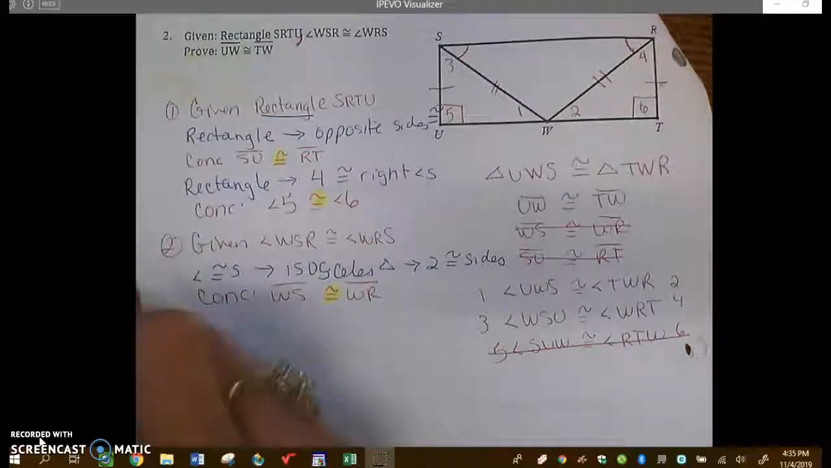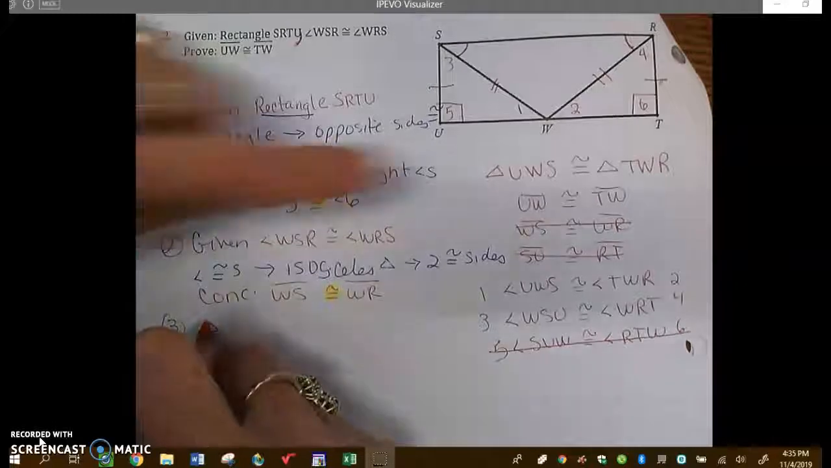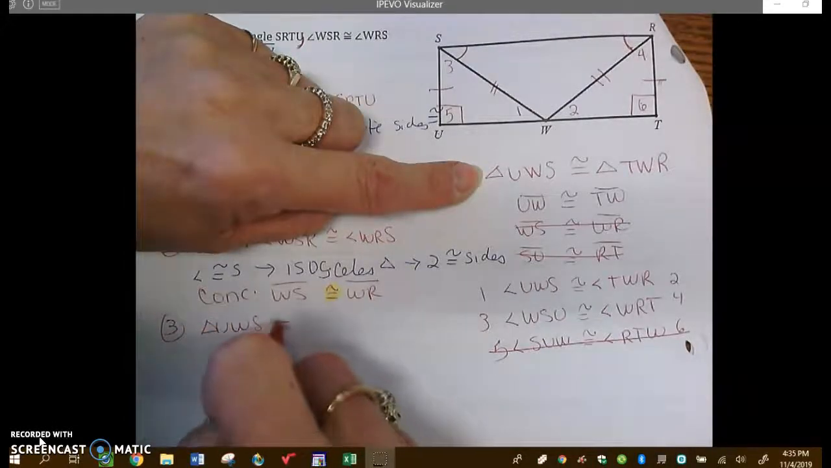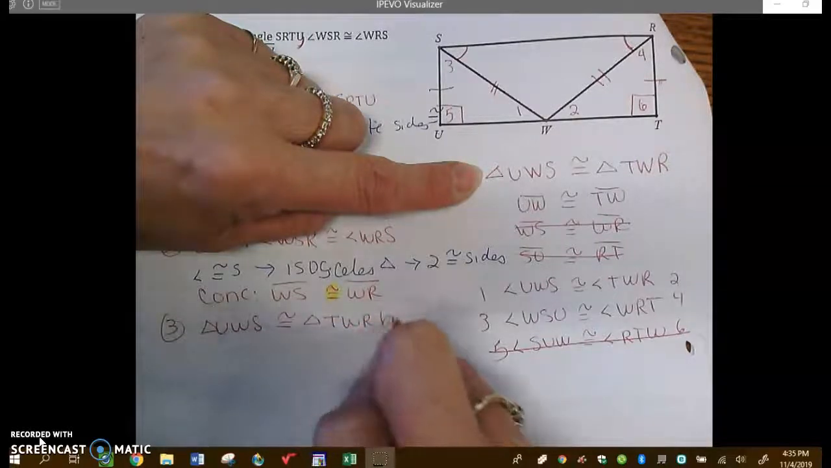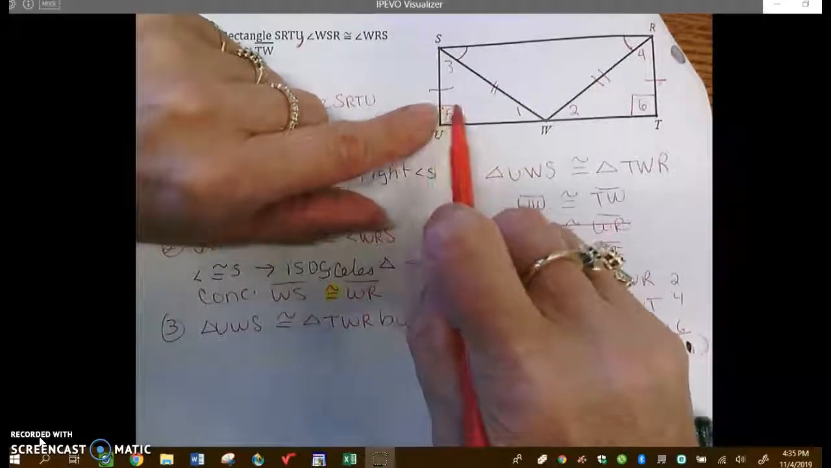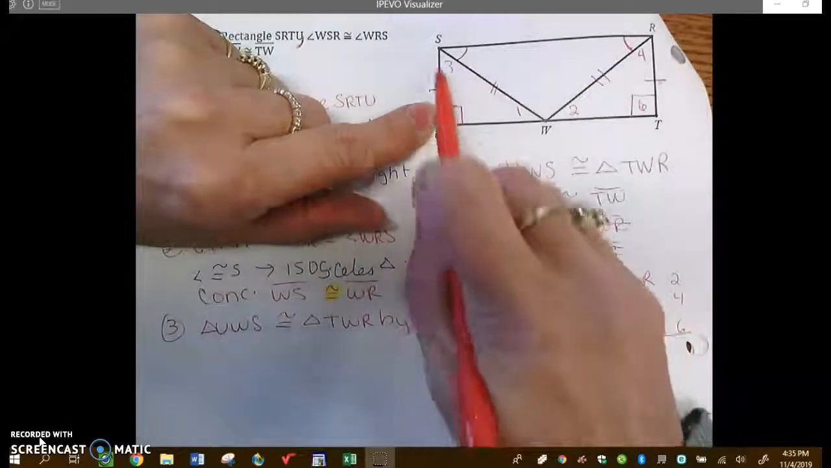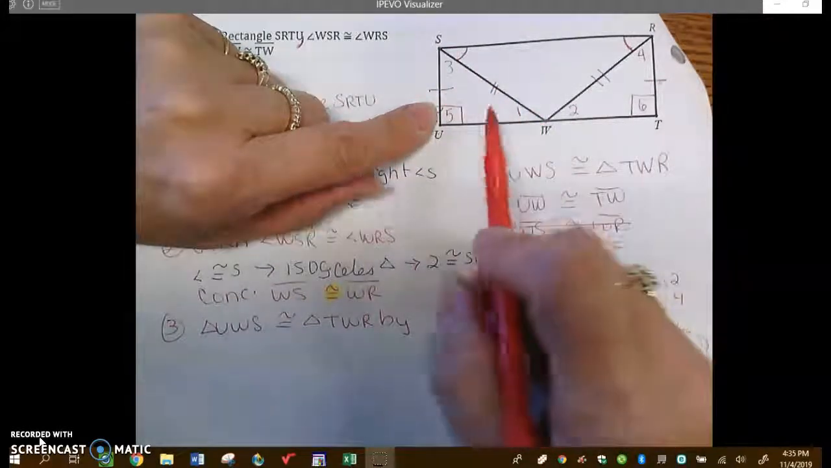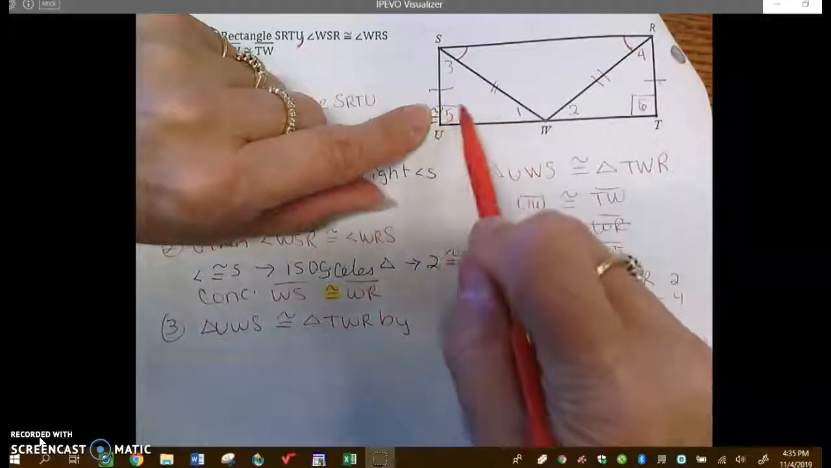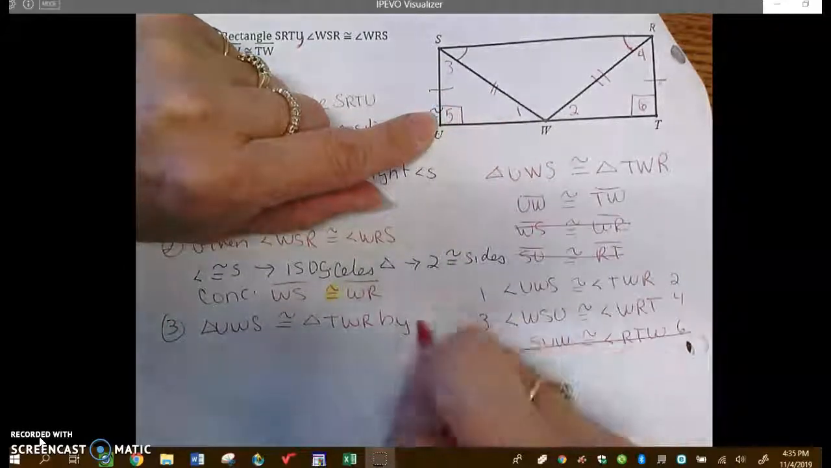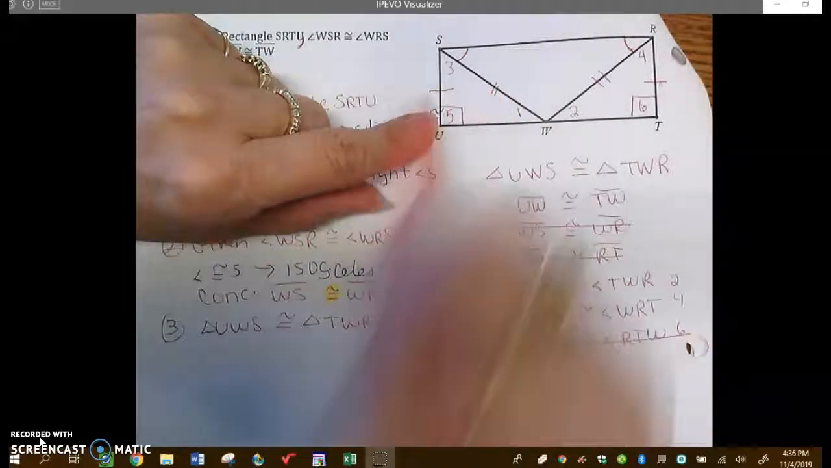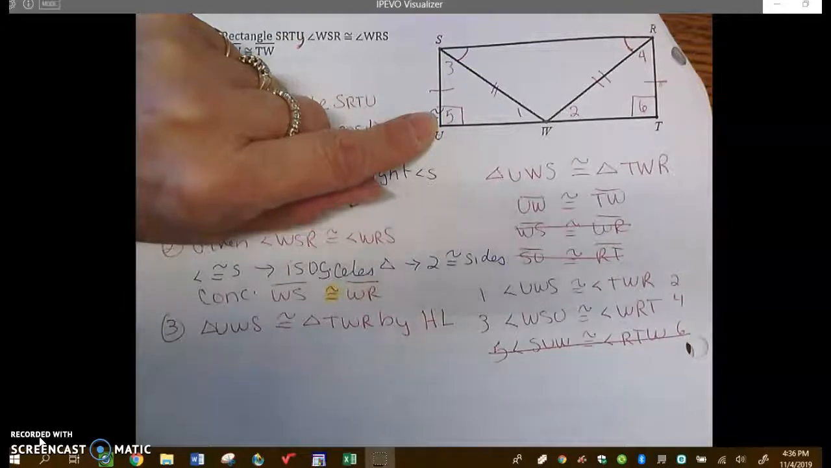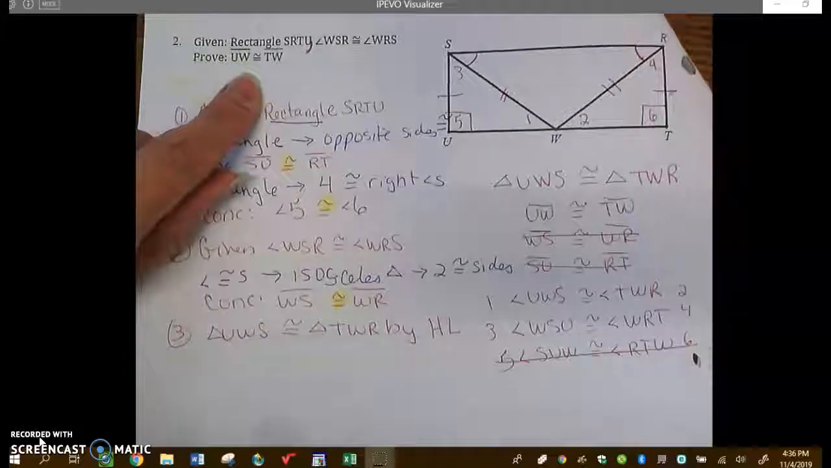So now I can go and say triangle UWS, I know, is now congruent to triangle TWR by, now I'm reading the markings. I have an angle, then a side, then a side. I know angle side side only works in right triangles, but that's when we call it hypotenuse leg. The hypotenuse is marked and a leg. All right, that is not what the proof wanted us to prove. So we have to keep going.